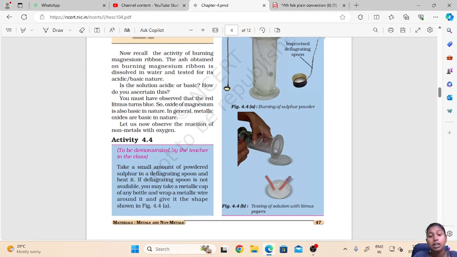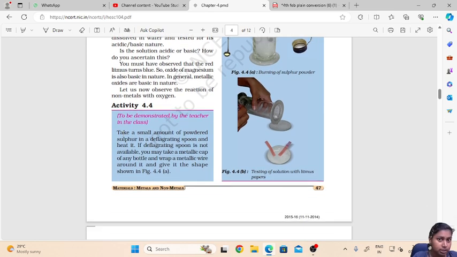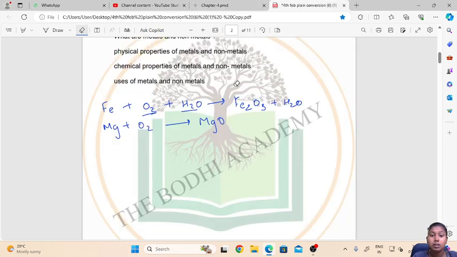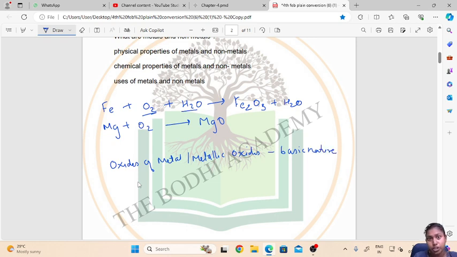Now let us see what happens to non-metallic things. So oxides of metal, or metallic oxides, they are basic in nature, as the litmus paper turns bluish in color.